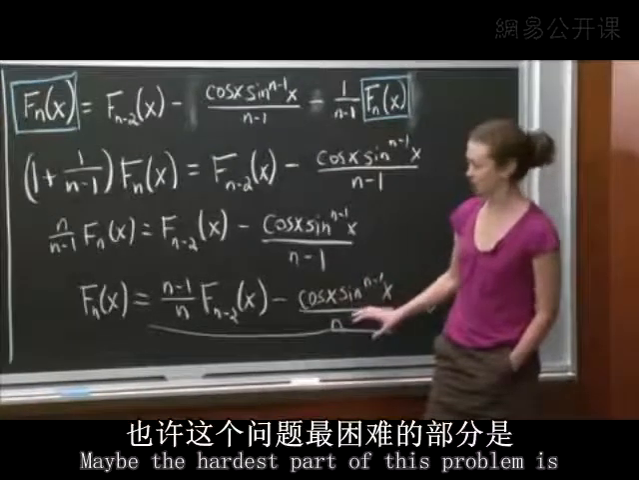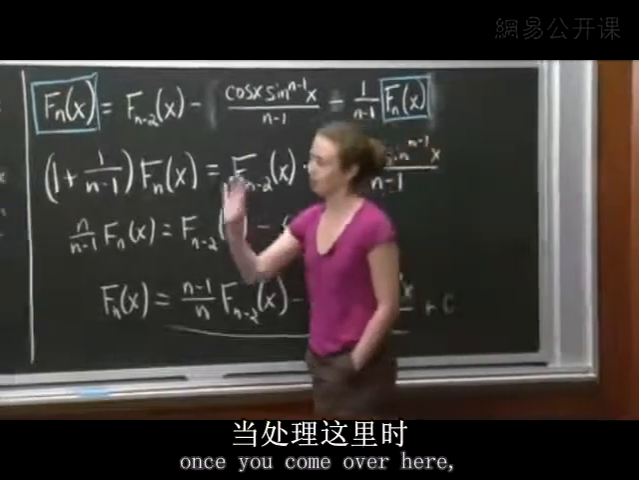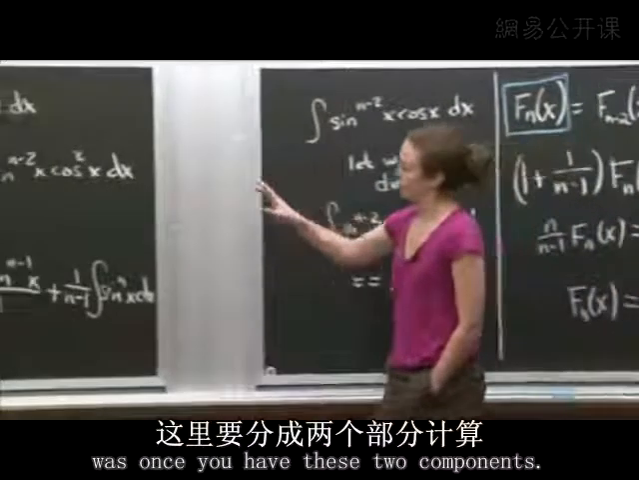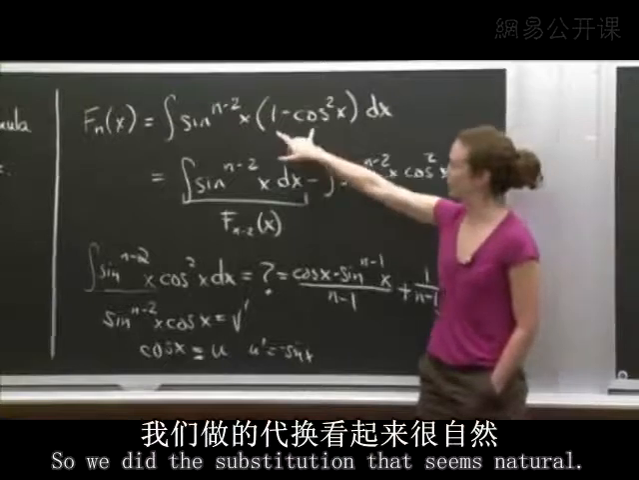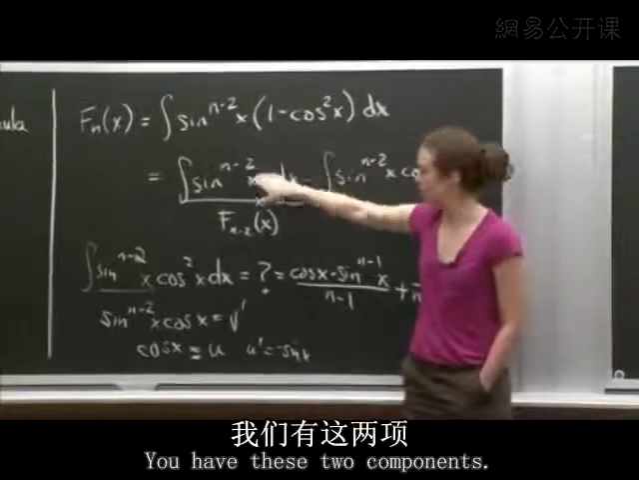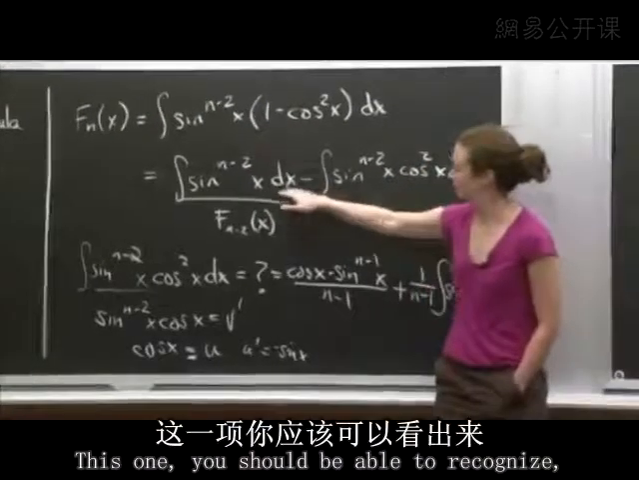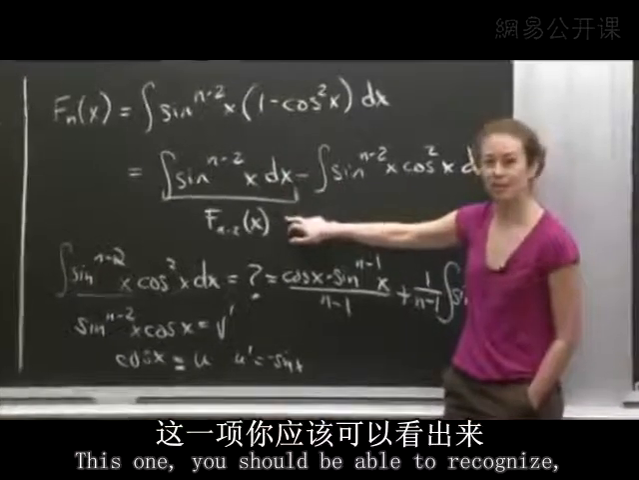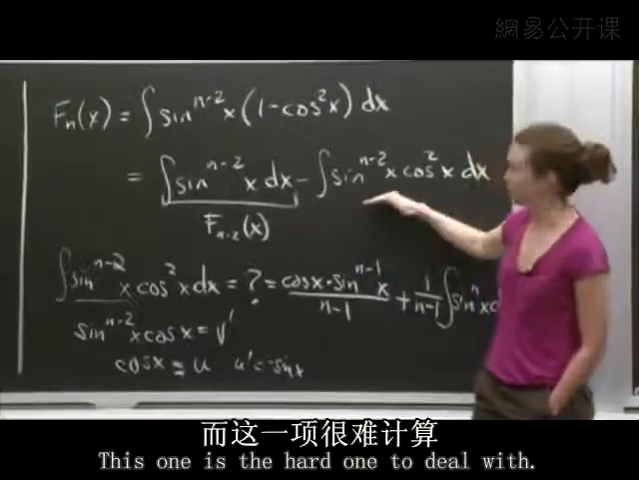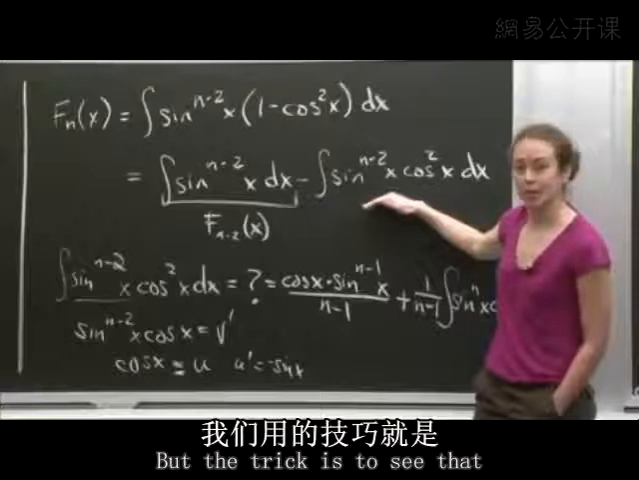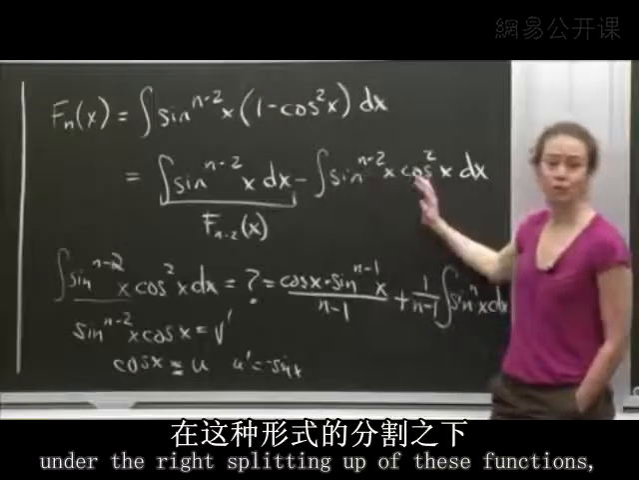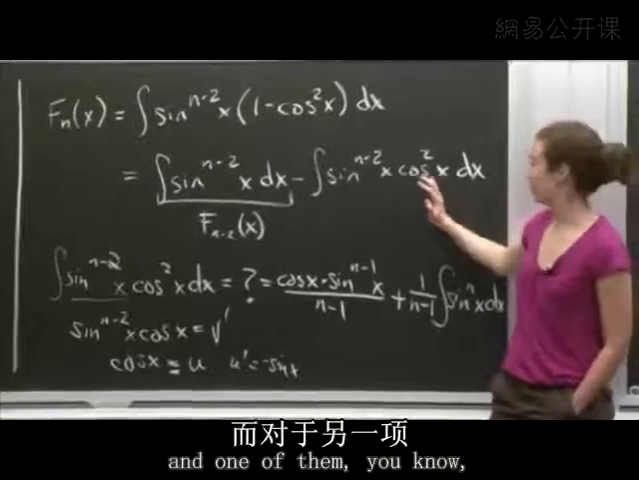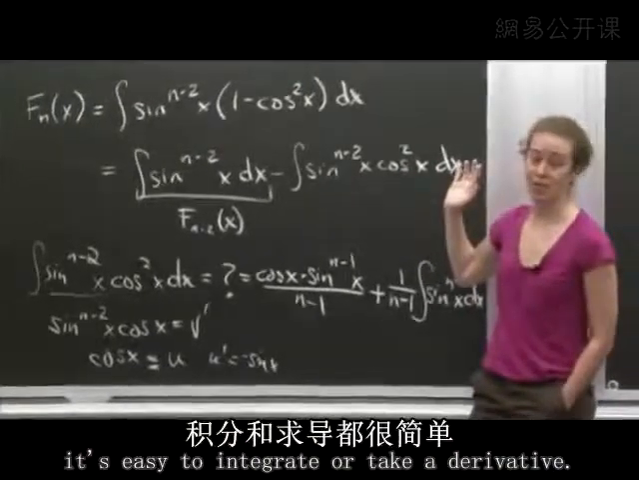Maybe the hardest part of this problem was once you have these two components. So we did the substitution that seems natural. You have these two components. This one you should be able to recognize as in the form you want. This one is the hard one to deal with. But the trick is to see that under the right splitting up of these functions, one of them is easy to integrate, and one of them, you know, it's easy to integrate or take a derivative.